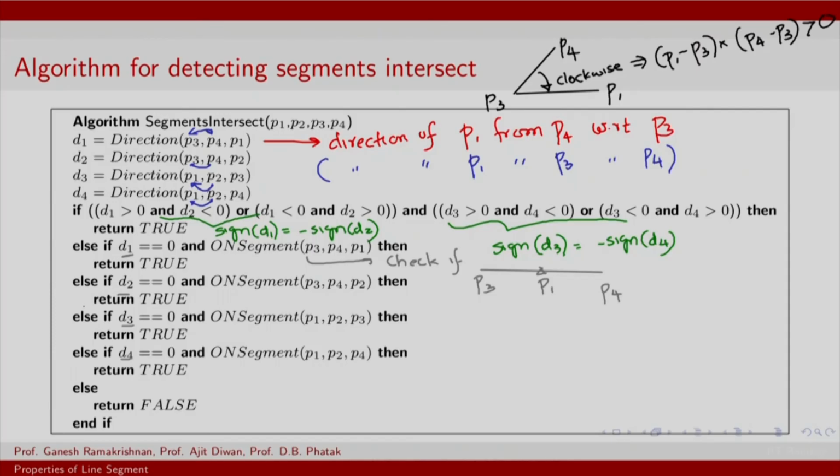If none of these are true, which means the directions D1 and D2 and D3 and D4 don't have opposite signs, none of these 3 points are collinear, certainly the line segments do not intersect at all, and the case for this is shown here.